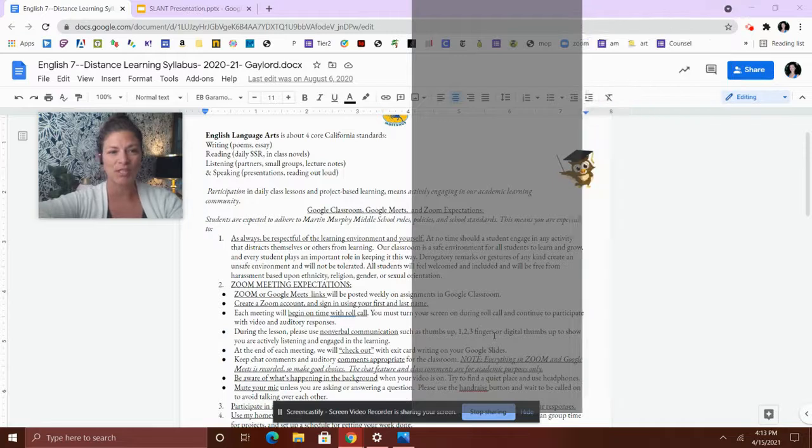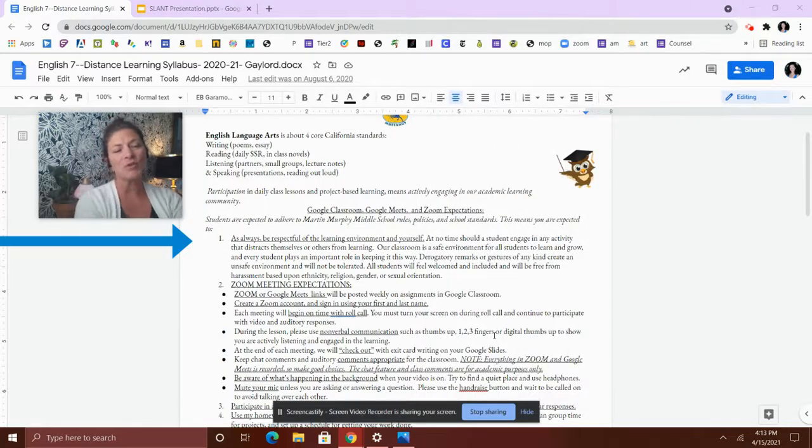Let's go over Zoom procedures. Now, you guys should be super familiar with this, but hey, it's always good to review. So here we go. Number 1, make sure that you are always respectful of the learning environment and yourself. Try not to distract yourself with other activities. I know that cell phone could be a problem, so just shut her off.